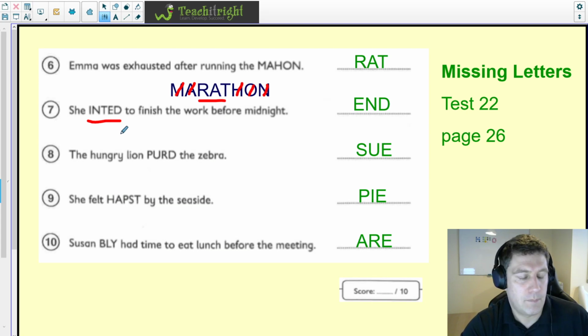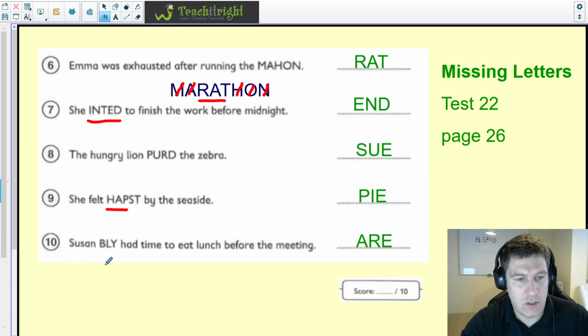Pursued, chased. Number 9, she felt something by the seaside. Now, maybe the H and the A and the P give you a bit of a clue to what this word is going to be. And the word we're looking for here is happiest. She felt happiest by the seaside.